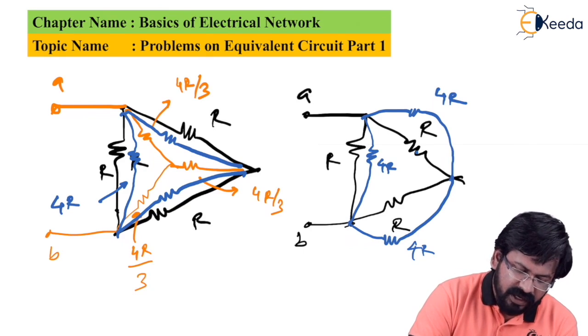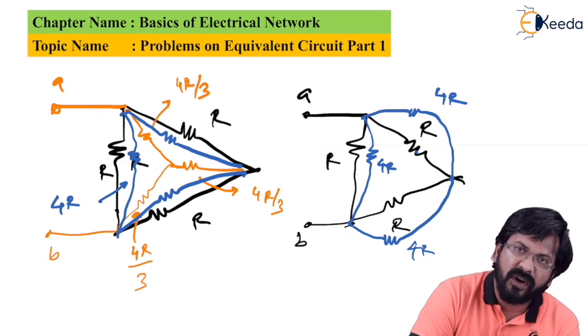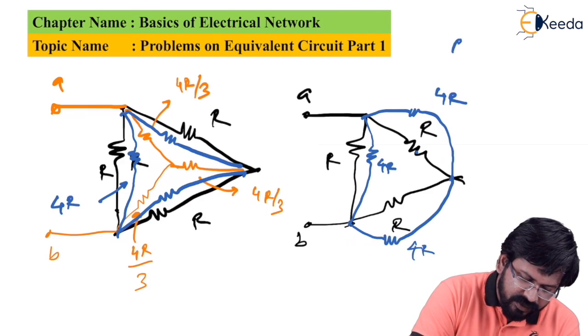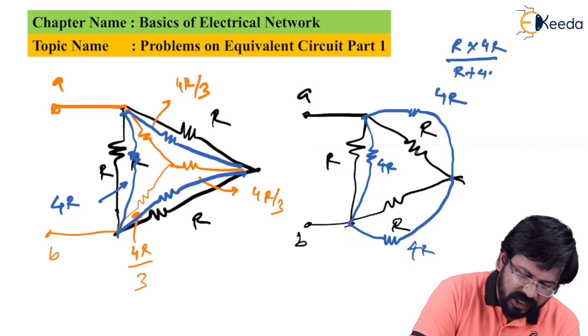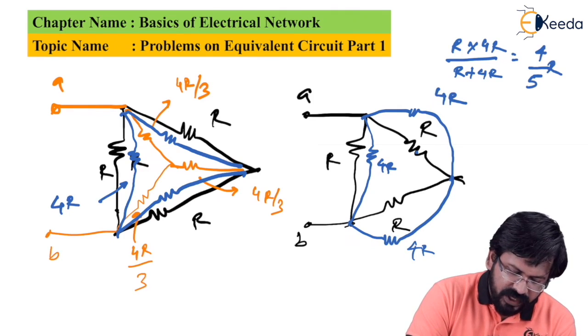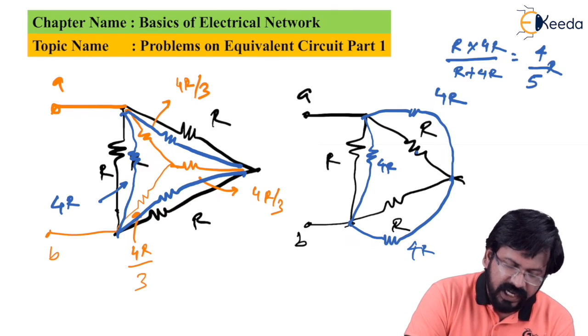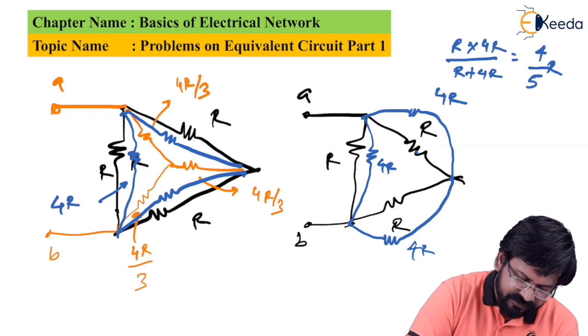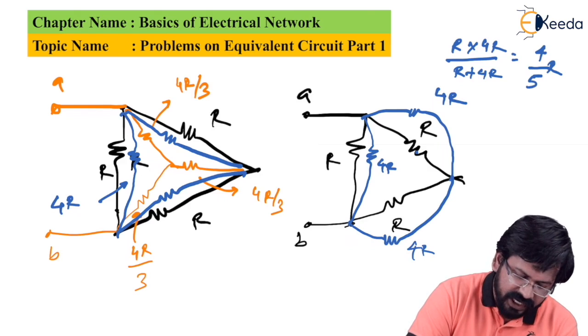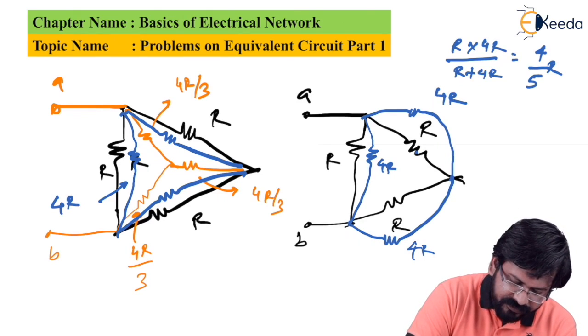So because of the parallel connection, now the effective value for every arm will be R into 4R divided by R plus 4R, which becomes 4 upon 5 times R. So now every impedance or every element of the delta becomes 4 by 5 R. Therefore, I can redraw the circuit like this.